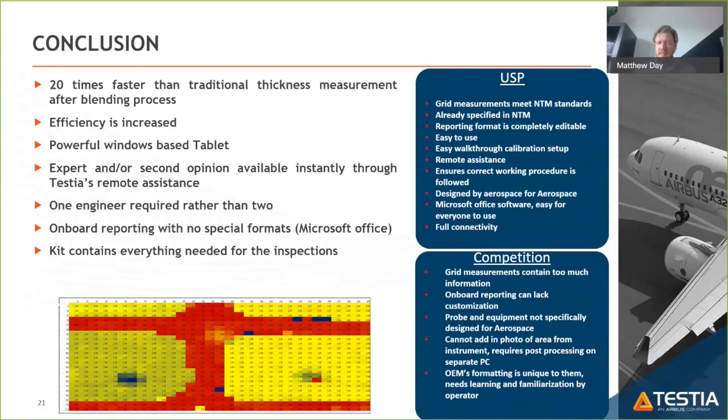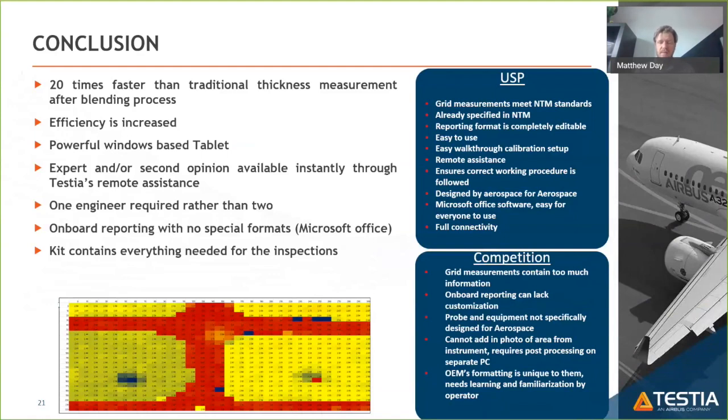Probe and equipment are not specifically designed for aerospace. As I've said, you may have probes that are specifically designed for composite. You may have probes that are specifically designed for oil and gas. And all of the components within the thickness tool have gone through a very strict and stringent validation process. So we're through Airbus. So we are using all of the parts that have come from separate validation processes and combining it into one instrument.